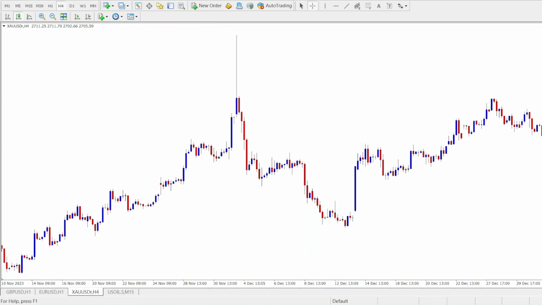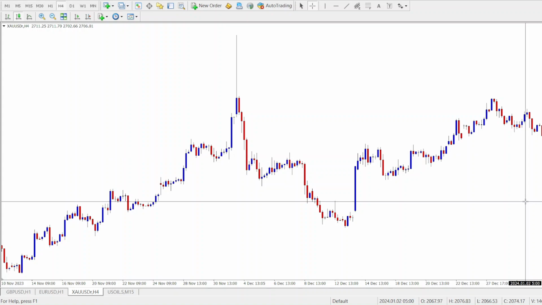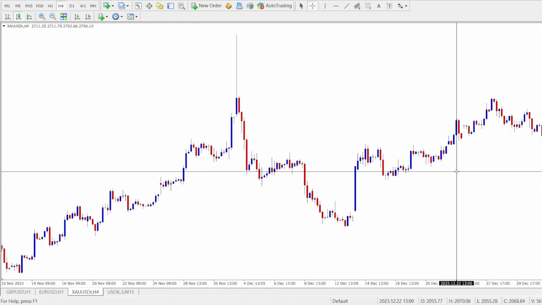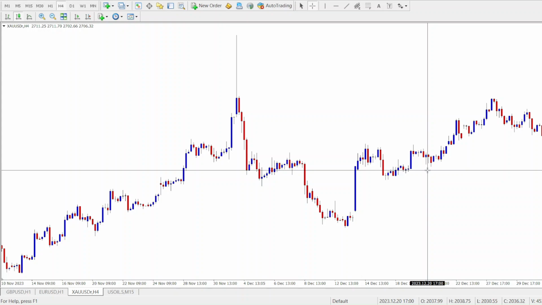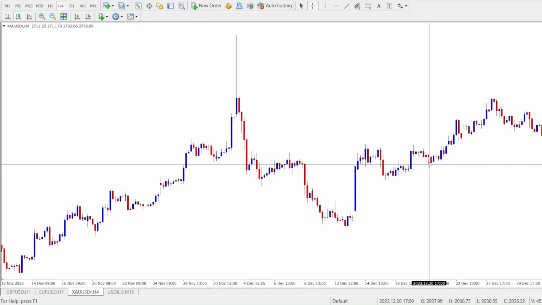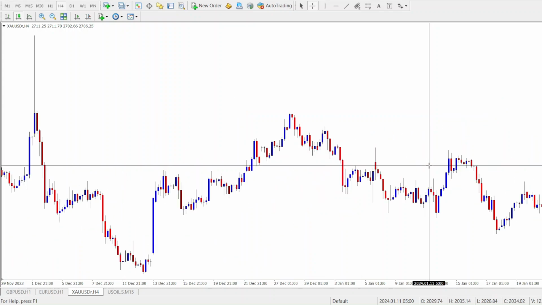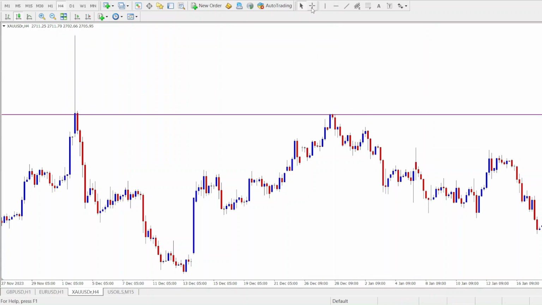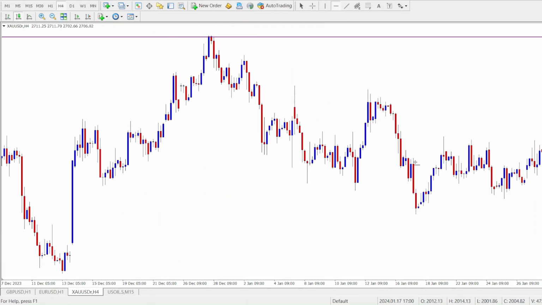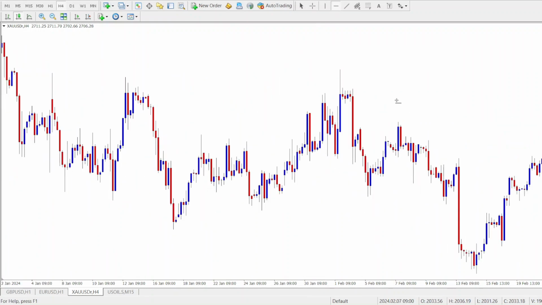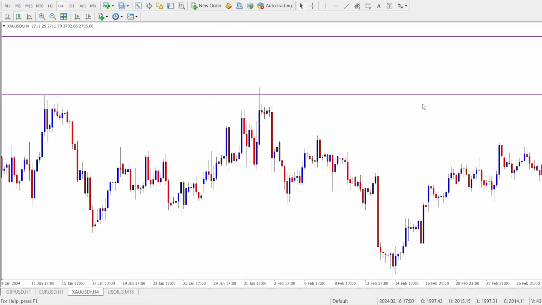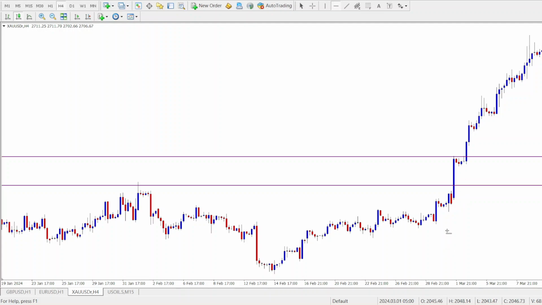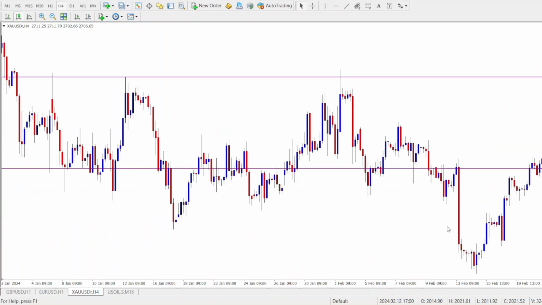Okay, now the third step we'll be looking at is looking for wick rejections at key levels of support and resistance. A long wick rejecting a support level means buyers are defending that level, while a wick rejecting a resistance level indicates strong selling pressure. So in this case, we have to map out our support and resistance levels so that we can identify when a wick forms around a support or resistance level.